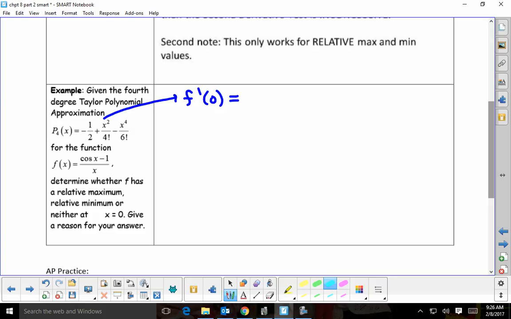What's f prime of 0 going to equal since I don't see it? There's no just x, right, to the first. So this guy was 0. That's a good start. Lets me know I have a critical number. And we're going to do our whole matching thing that I know f double prime of 0 over 2 factorial has to match with this guy's coefficient. So what is that guy's coefficient? 1 over 4 factorial. Okay, that's weird, but great. We can still do that problem.